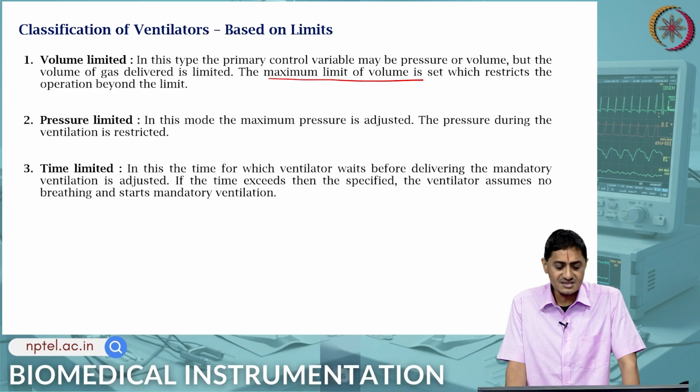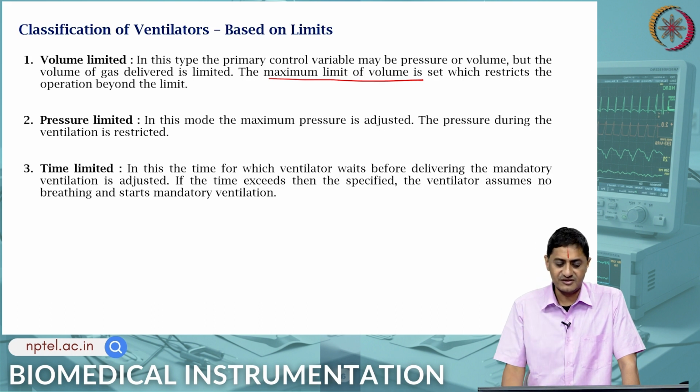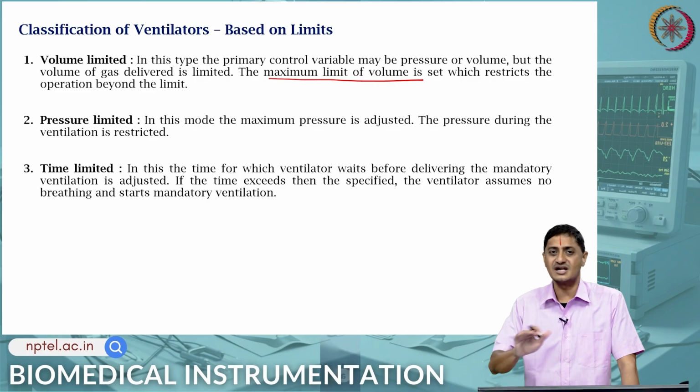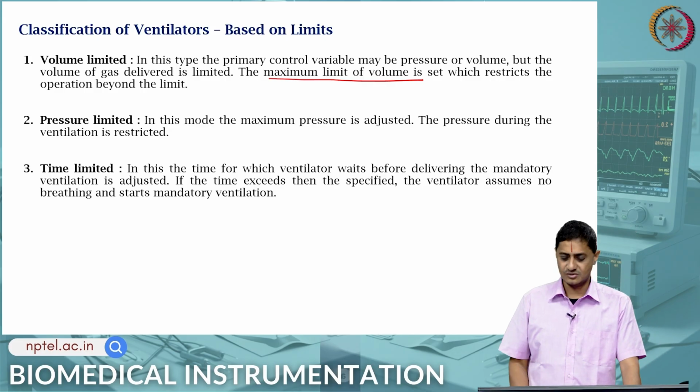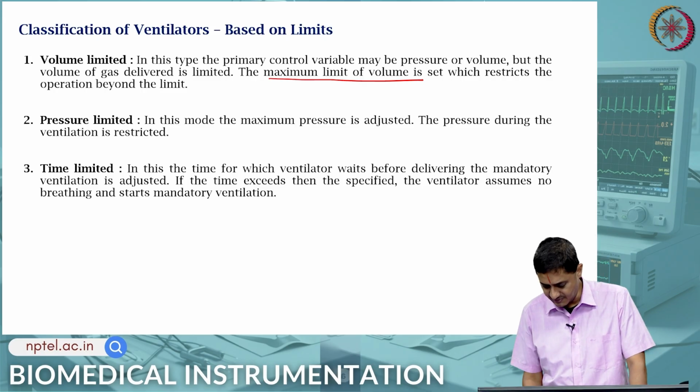Time limited, in this case the time for which the ventilator waits before delivering the mandatory ventilation is adjusted. So, it waits for some time to check if the patient is breathing. If they are not breathing, and that time is exceeded, then the given specified time, by the way this specification is something that you can change, then the ventilator assumes that the patient is not breathing and then starts mandatory ventilation. This is time limited. So, it starts the inspiratory cycle as soon as it detects that the patient is not breathing. That is time limited.